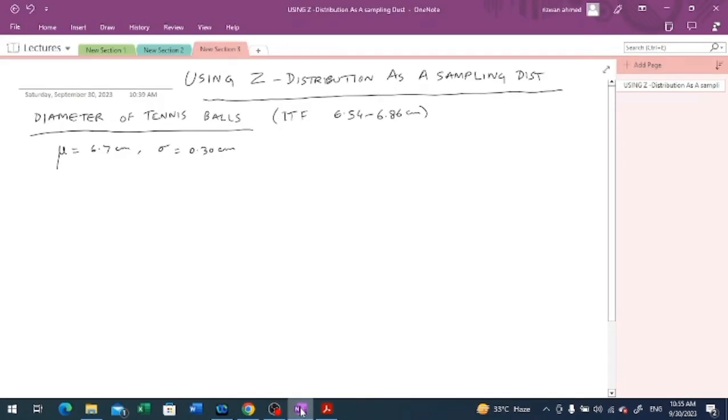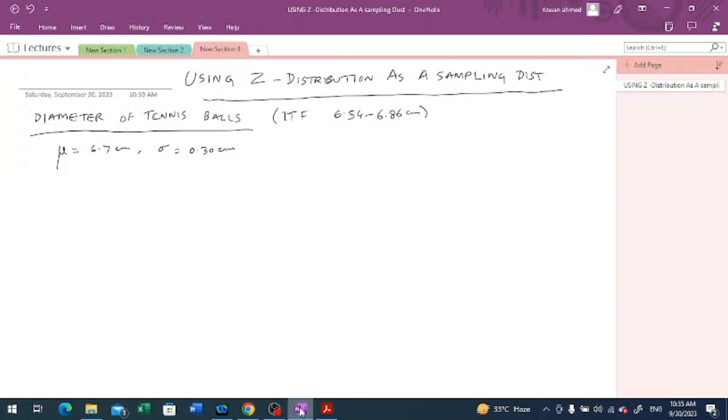Hello students. In this session we will talk about using Z distribution as a sampling distribution. I'm taking the example of the diameter of tennis balls. According to the International Tennis Federation, a manufactured tennis ball should have a diameter between 6.54 to 6.86 centimeters.